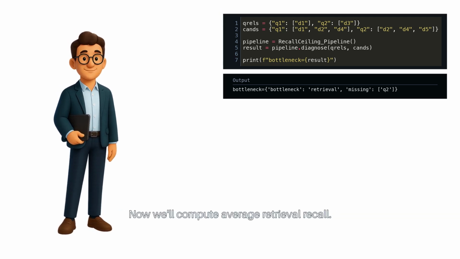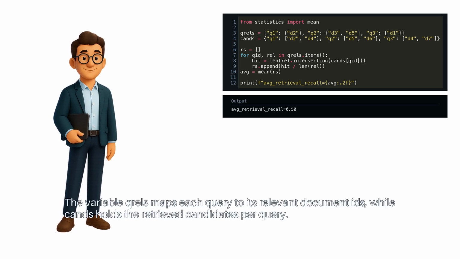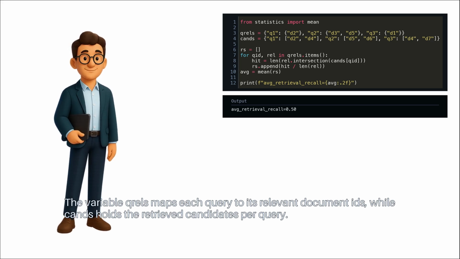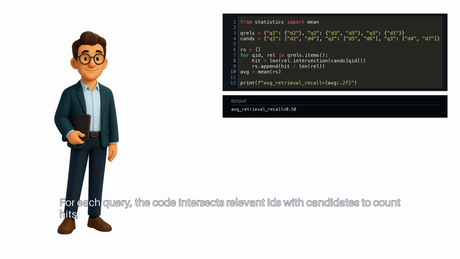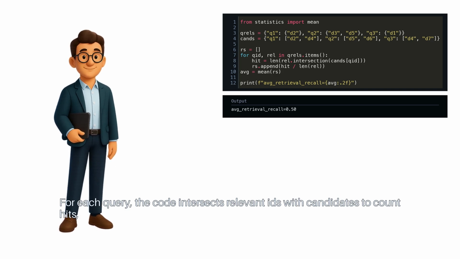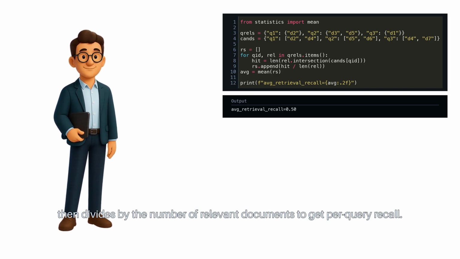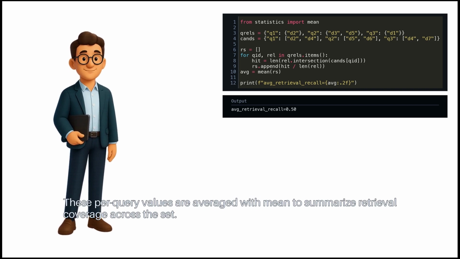Now we'll compute average retrieval recall. This snippet computes average retrieval recall by comparing ground truth queries to candidate sets. The variable TRUE_RELS maps each query to its relevant document IDs, while CANDS holds the retrieved candidates per query. For each query, the code intersects relevant IDs with candidates to count hits, then divides by the number of relevant documents to get per query recall. These per query values are averaged with mean to summarize retrieval coverage across the set.